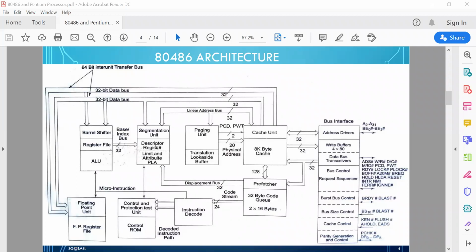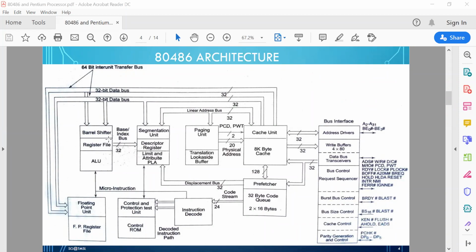Now the cache unit, which includes an 8 kilobyte cache storing both code and data and cache management logic, is connected to a 64-bit inter-unit transfer data bus to the segmentation unit. Why 64-bit? Because the combination of the two 32-bit buses creates a 64-bit inter-unit transfer bus, which is connected to the segmentation unit, the ALU, and the floating point unit.